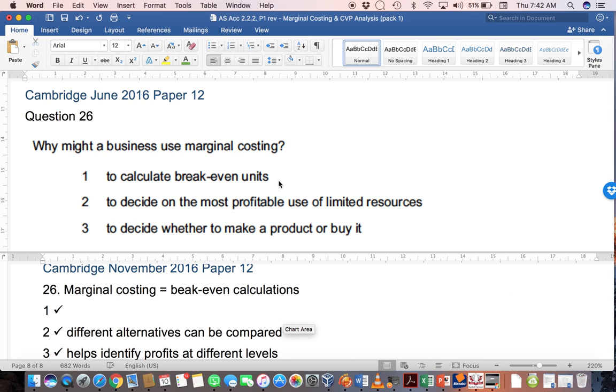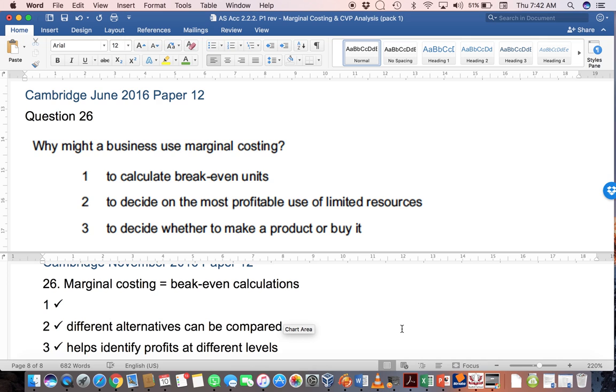Let's look at Cambridge, June 2016, paper 1-2, question 26. Why might a business use marginal costing? To calculate break-even units? Absolutely. We've already seen in previous questions that there is a link between our break-even or cost volume profit analysis and our marginal costing, because marginal costing is separating our fixed and our variable costs, which are needed to calculate your break-even point. Number 2, to decide on the most profitable use of limited resources.